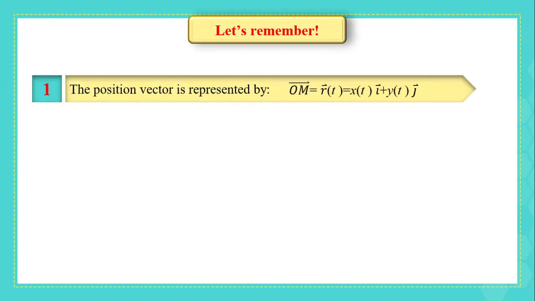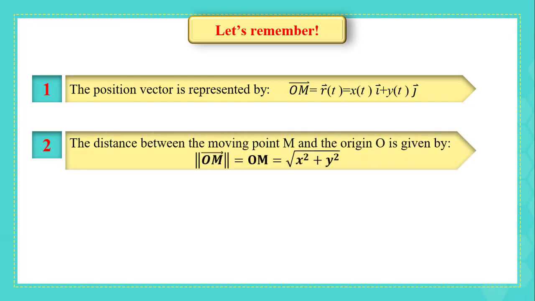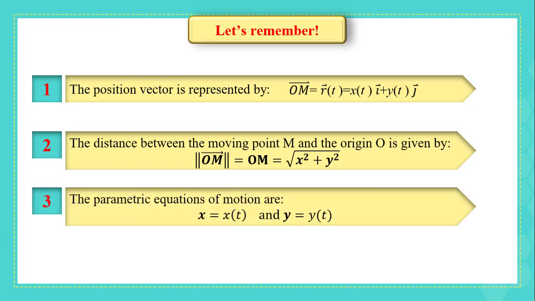The position vector is represented by vector OM equals vector r of t equals x of t i plus y of t j. The distance between the moving point M and the origin O is given by the magnitude of the vector OM, which is equal to the distance OM equal to radical x squared plus y squared. The parametric equations of motion are x equals x of t, and y equals y of t.